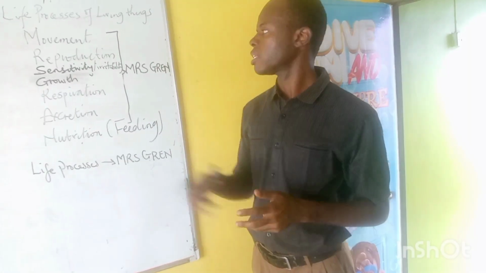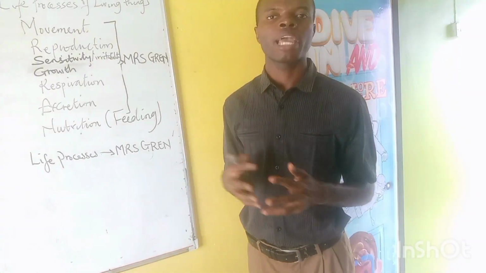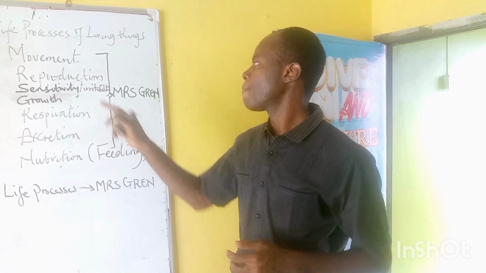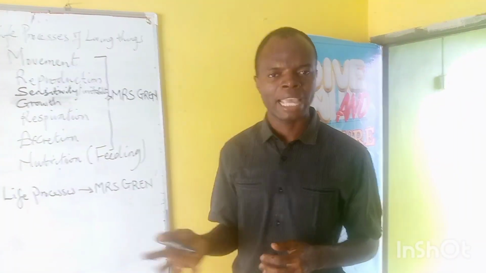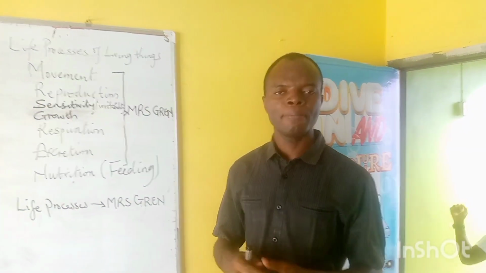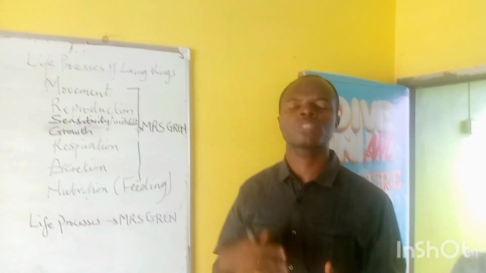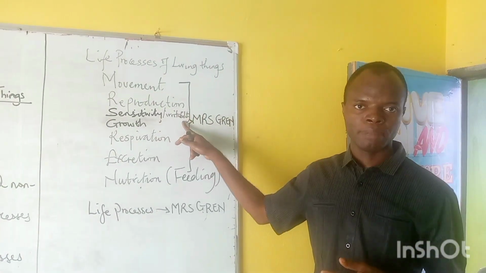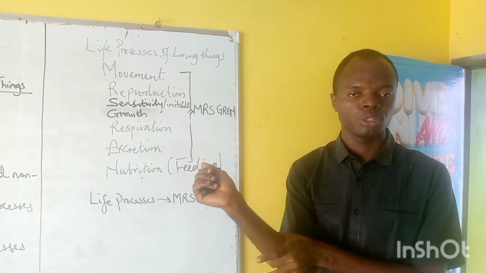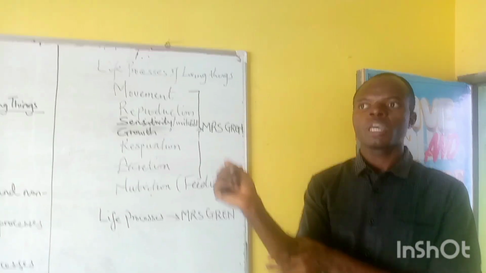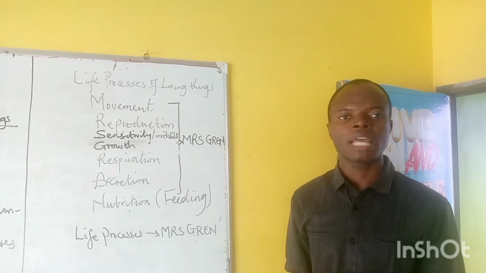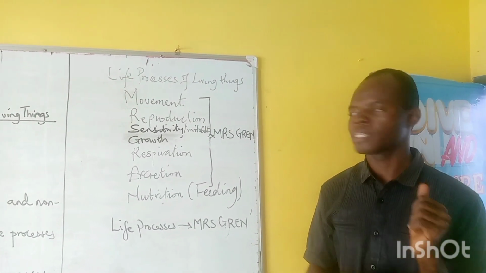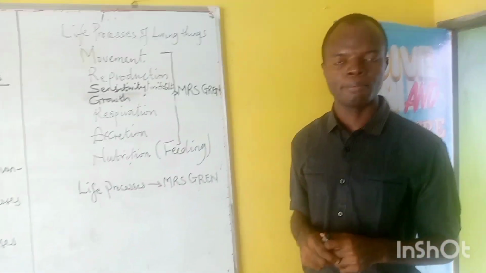Sensitivity or irritability. Living things must respond to their environment. Animals are sensitive to sound, while plants are sensitive to light. The ability of living things to detect what goes on in their environment is sensitivity or irritability. When I touch you, you should be able to feel the touch. When you go outside and the sun is scorching, you should be able to feel the temperature of the environment. These are sensitivity or irritability.